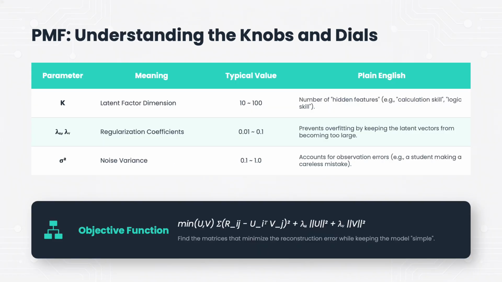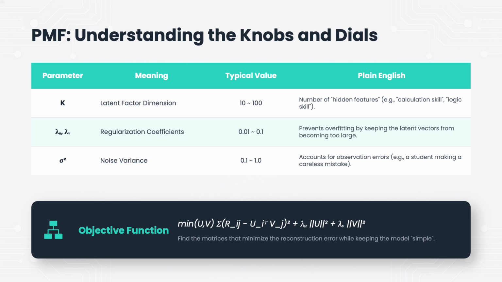PMF has a few key parameters that control how the model learns. K is the dimension of the latent vectors. Think of it as the number of hidden features we want the model to discover. Lambda is a regularization term. It's like a safety guard that prevents the model from creating overly complex latent vectors. Sigma squared accounts for noise, like when a student knows the answer but clicks the wrong button by accident.